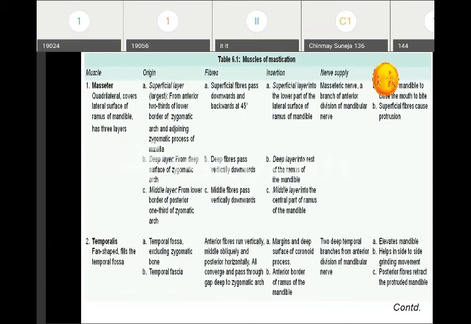Okay. Then temporalis from the temporal fossa, excluding the zygomatic bone, and temporal fascia. Okay. It's easy to remember with its name. Then insertion on the coronoid process and anterior border of ramus of the mandible. What about the nerve supply? The two deep temporal branches from the anterior division of mandibular nerve. What is the action? Again, this muscle is coming from superior aspect, so contraction of this muscle will elevate the mandible. Again, it helps in side to side grinding movement, and the posterior fibers will cause the retraction of the protruded mandible.